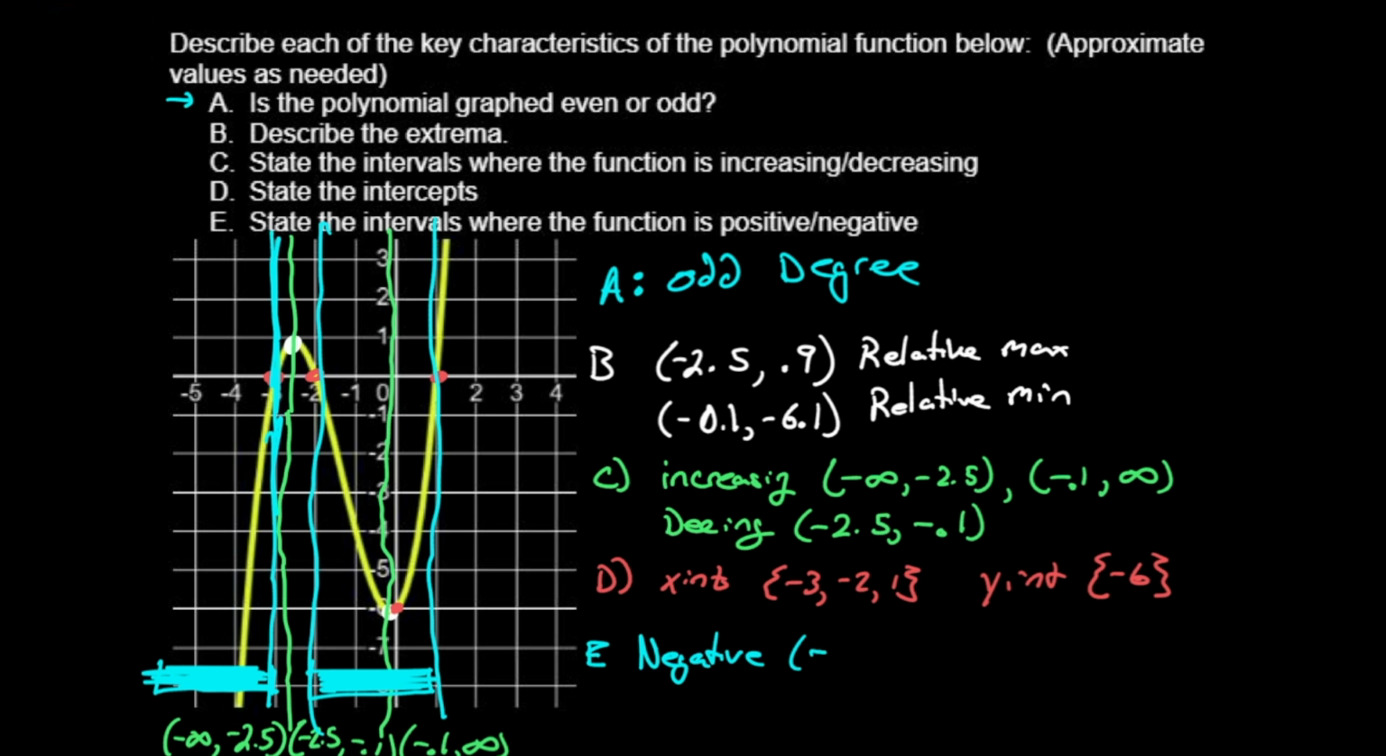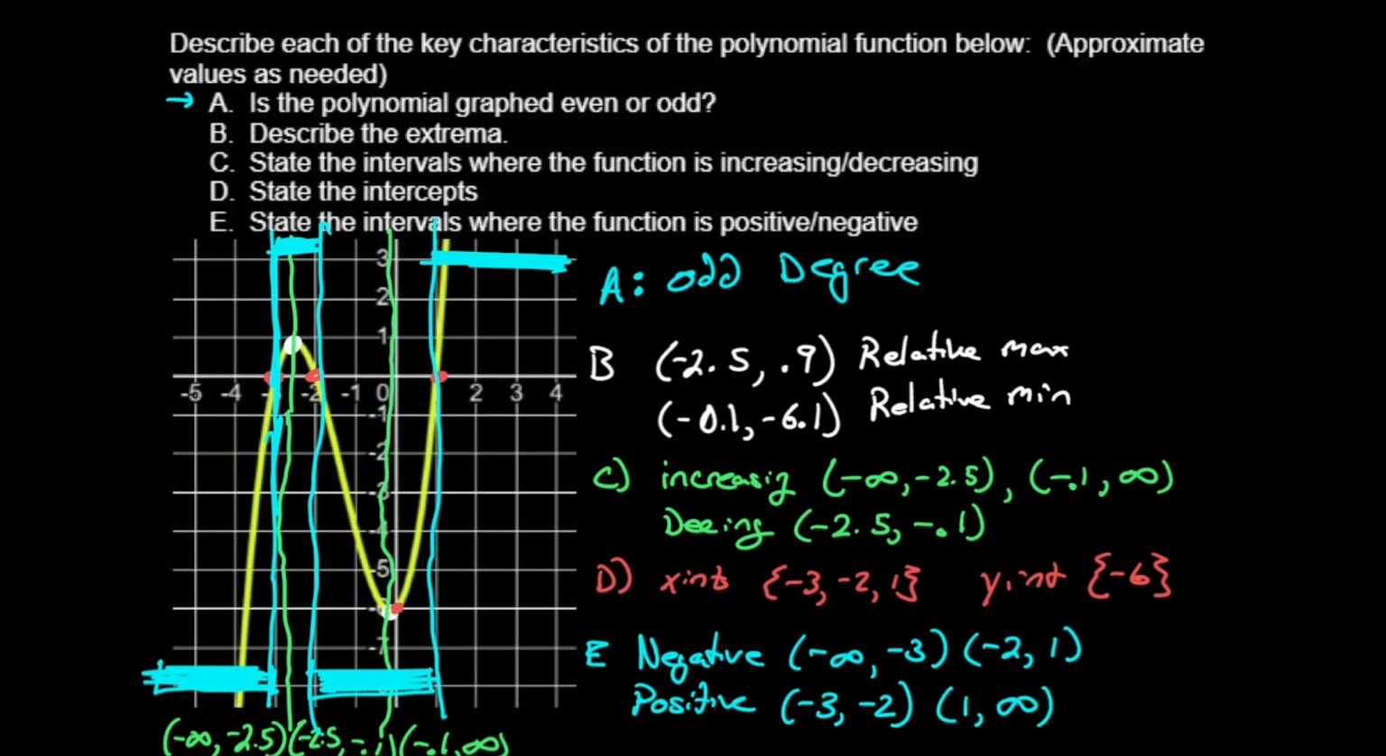The first one starts at negative infinity and goes until that first x-intercept, which is at negative 3. The second one picks up at negative 2, the x-intercept negative 2, and goes until the last x-intercept of 1. The other 2 intervals are above the x-axis, so those are positive. They start from negative 3 to negative 2, and from 1 to infinity. There we go.